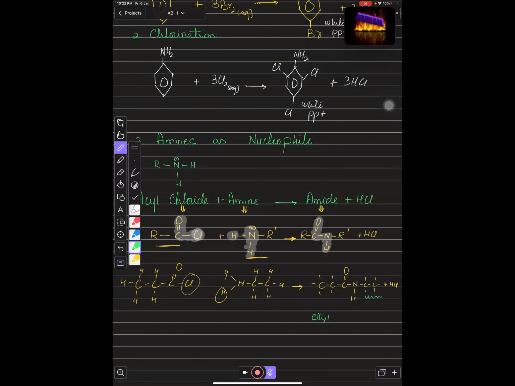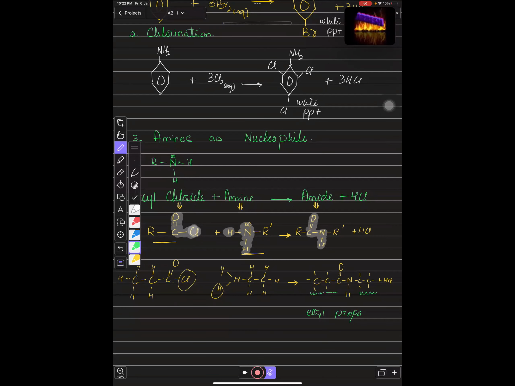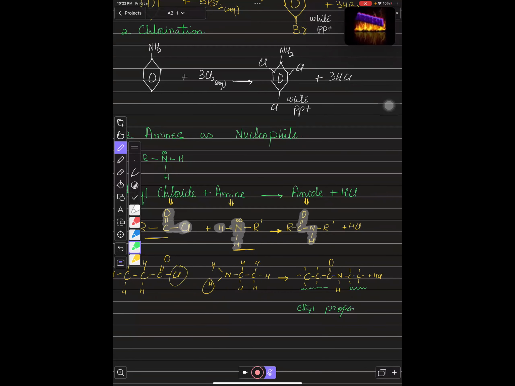So this is ethyl. Then the number of carbons with the acyl will be next. So these are 3 carbons, so this will be prop. So we can write this as propane amide. This will be the name of this compound. So you can say that this is ethyl propane amide, right? The carbons that are attached with the amine are considered as the branch.